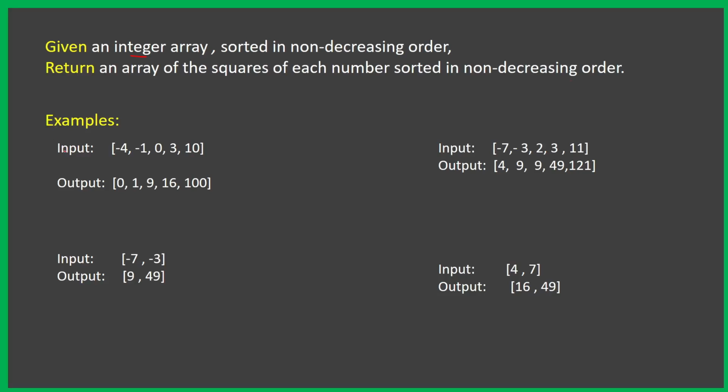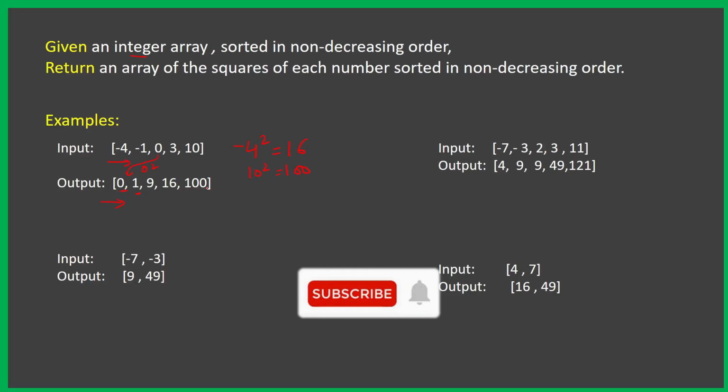So let's understand with the help of an example. Suppose you are given this array and this array is sorted. So you want this output. Here, if you see, this 0 is the square of 0. This 1 is the square of -1, 9 is the square of 3, and this 16 is the square of -4. So the square of -4 will be a positive number, that is 16, and this 100 is the square of 10, that is 10 squared equal to 100. And all these elements in this output array are also sorted in non-decreasing order.